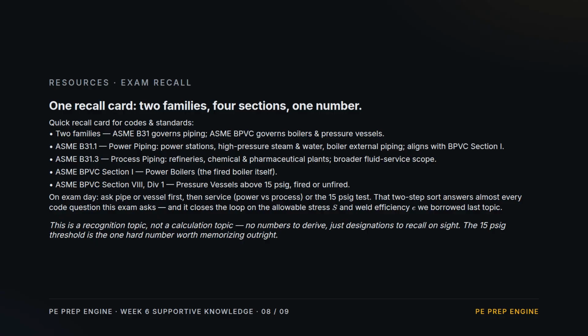One recall card. Two families. B31 for piping, the BPVC for boilers and pressure vessels. B31.1 is power piping, power stations, high-pressure steam and water, boiler external piping, aligned with Section I. B31.3 is process piping, refineries and chemical plants, a broader fluid service scope. BPVC Section I is the fired power boiler. Section 8, Division 1, is pressure vessels above 15 psi gauge, fired or unfired. On exam day, ask pipe or vessel first, then service or the 15 psi gauge test. That two-step sort answers almost every code question, and it closes the loop on the allowable stress and weld efficiency we borrowed last topic.